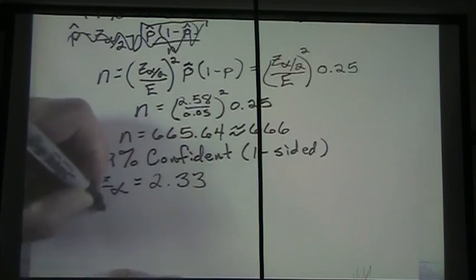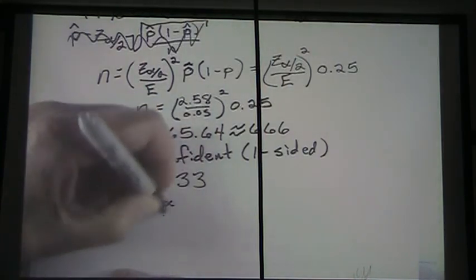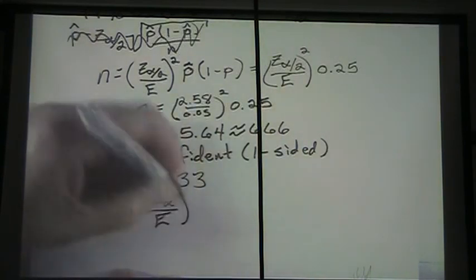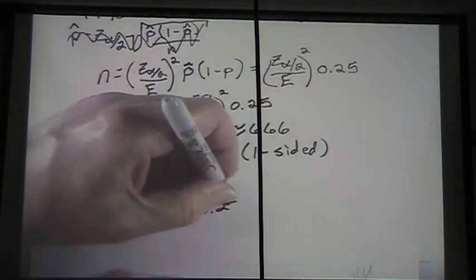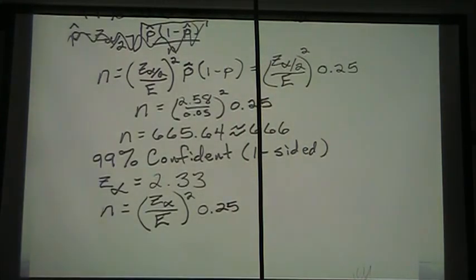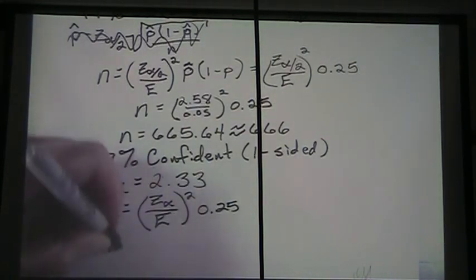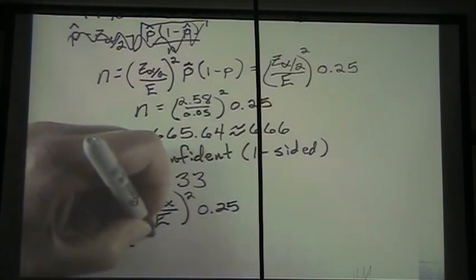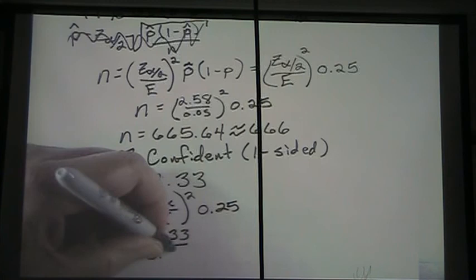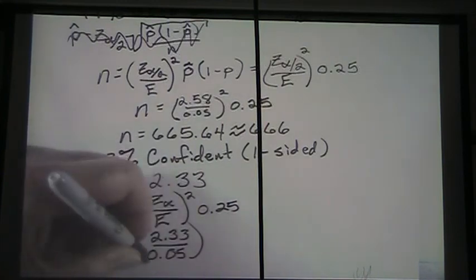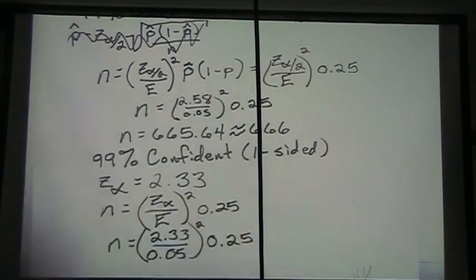So now we're going to calculate our sample size. We're going to do it the same way that we did before, except instead of Z alpha divided by 2, we're going to do it with Z alpha. And so we substitute in our 2.33 divided by 0.05. That quantity is squared times 0.25.